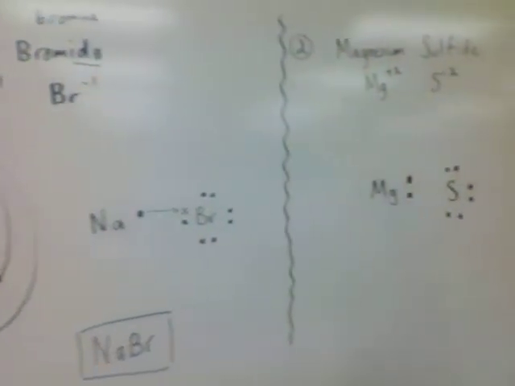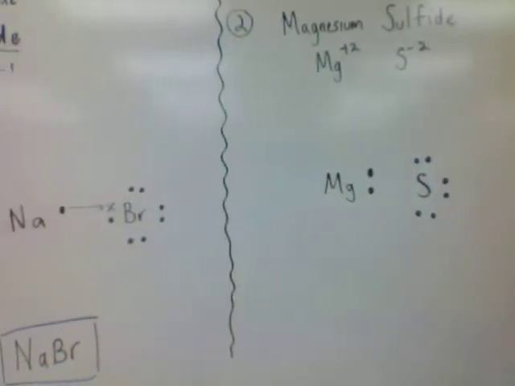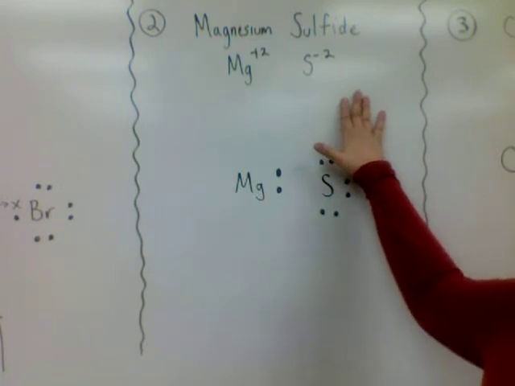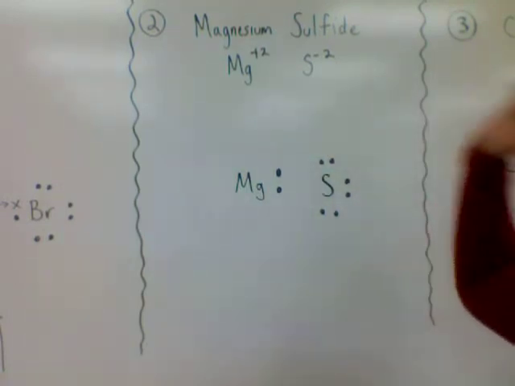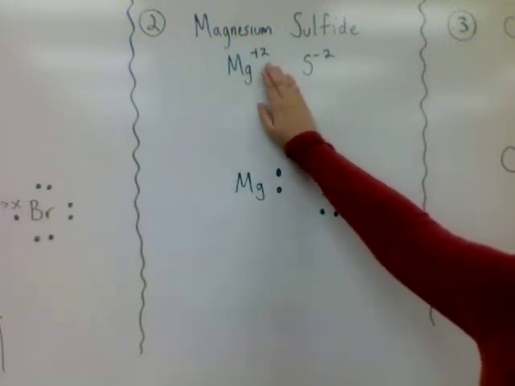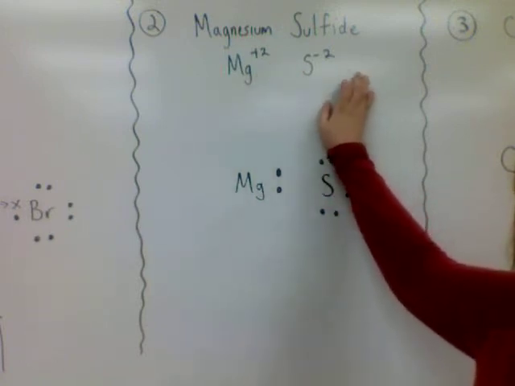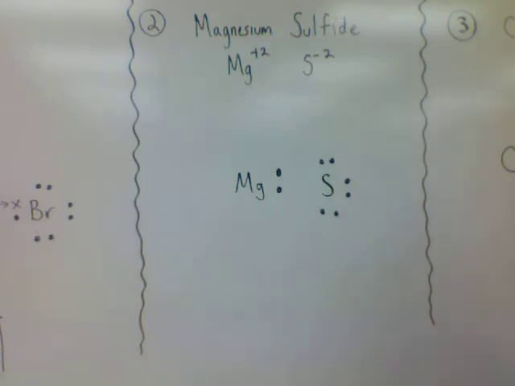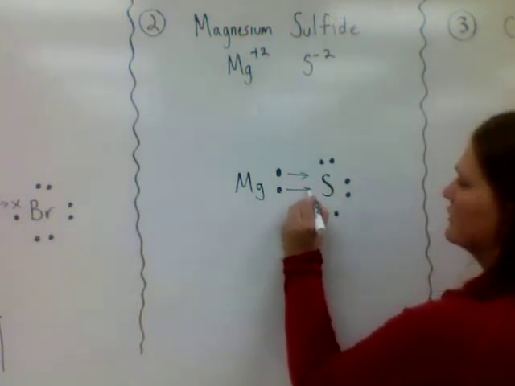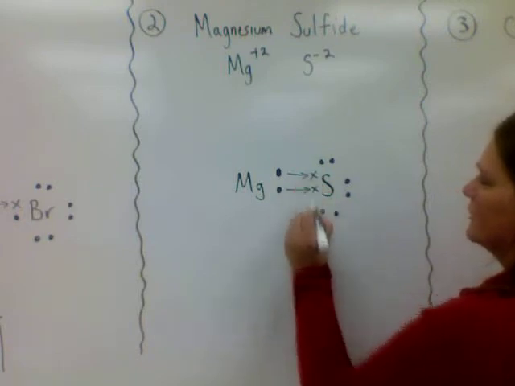So if we move over here now to magnesium sulfide, magnesium sulfide is a little bit different. Now we have a charge of 2 and a charge of -2. That means that this is trying to get rid of 2 electrons, and this is trying to acquire 2 more electrons. So it's the same principle, except that we're going to have 2 electrons moving over.